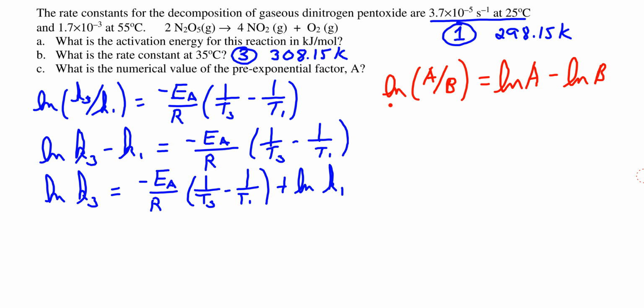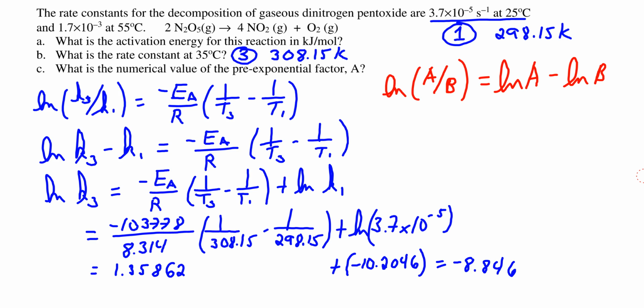Here the equation is set up to solve for ln of K3. We did use the property of logs that ln of A over B equals ln of A minus ln of B in order to expand this term. So now we can just plug in our numbers and chug out a numerical answer for ln of K3.